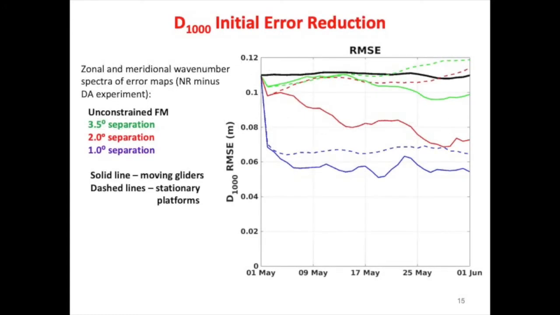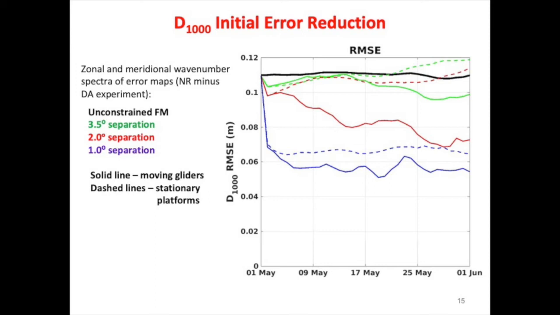Next slide. Here we have a time series of RMS error beginning at 1 May, where the error is the same in all experiments as it is in the unconstrained model. And here you see the rate of error reduction as day by day we assimilate the observations. The red curves show the 2-degree separation case that I've been illustrating. With glider assimilation, you can see at 2 degrees that there's a steady decrease in the RMS error that occurs over about a month, whereas there's only very small, really not significant, error decrease if you simulate stationary ocean profilers.